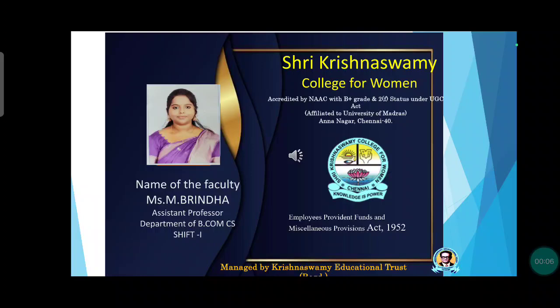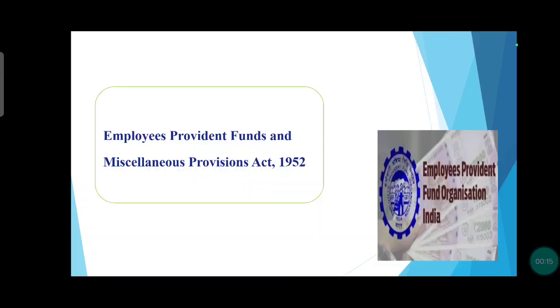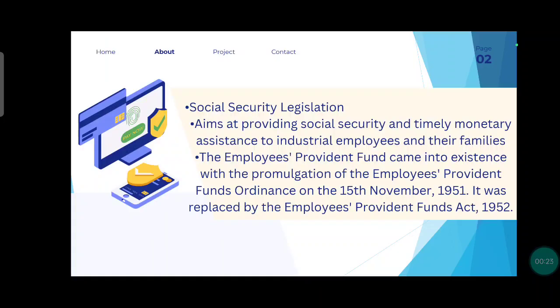Today we can see about the Employees Provident Fund and Miscellaneous Provision Act 1952 in Industrial Law. We can get into the video. The first one is Employees Provident Fund and Miscellaneous Provision Act. It was enacted in the year 1952. Next we can see about the meaning of it.